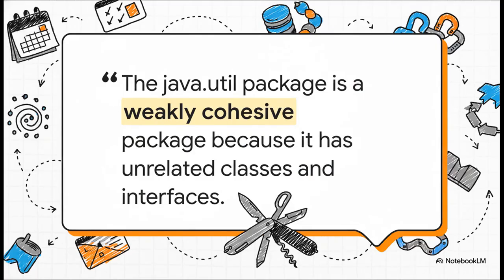Now, here's a neat little piece of theory for you. In computer science, we say java.util is weakly cohesive. All that means is that its contents aren't all strictly related to one thing. You've got date classes, data structures, text scanners. It's a real mixed bag. But honestly, it's better to think of it like a Swiss Army knife. It's not one single tool, it's a whole collection of different, super useful tools all packed into one convenient place.